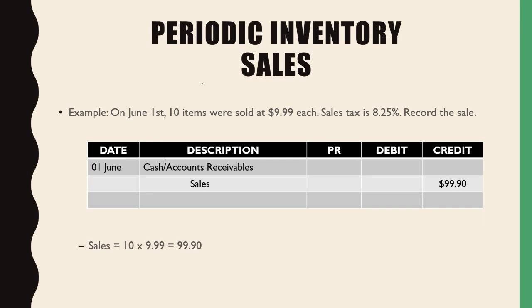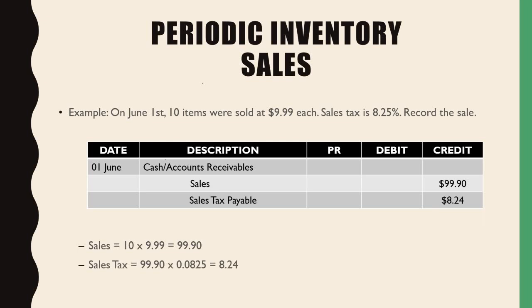So once again, we have sales. Sales is going to be what you've earned. So in this case, if you sold 10 items at $9.99 each, that's going to be equal to $99.90. 10 times 9.99 gives you $99.90.